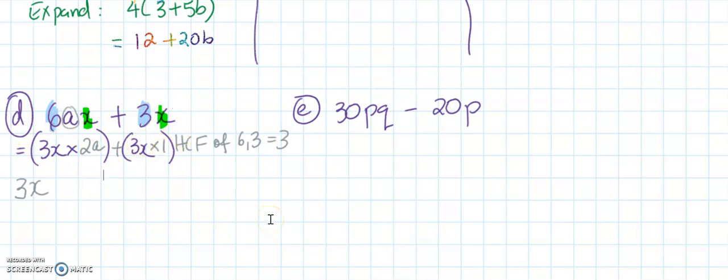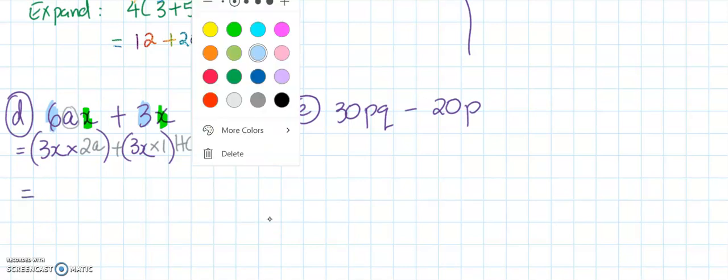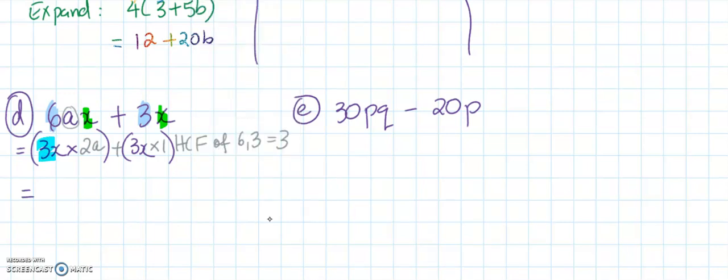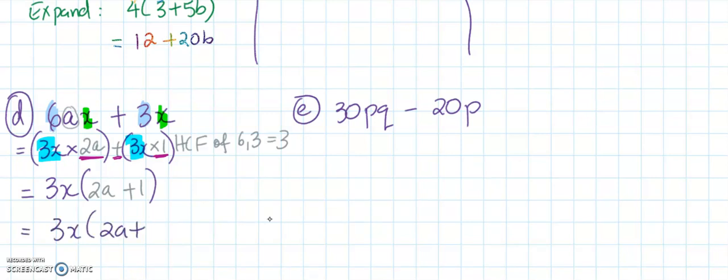So therefore, now if I want to factorize, all I do is I just rewrite them. The repeated factor is 3x. So whatever's repeated goes outside the brackets. Okay, and inside the brackets, we have whatever's remaining, 2a plus 1. So therefore, if we factorize that, we have 3x brackets 2a plus 1.